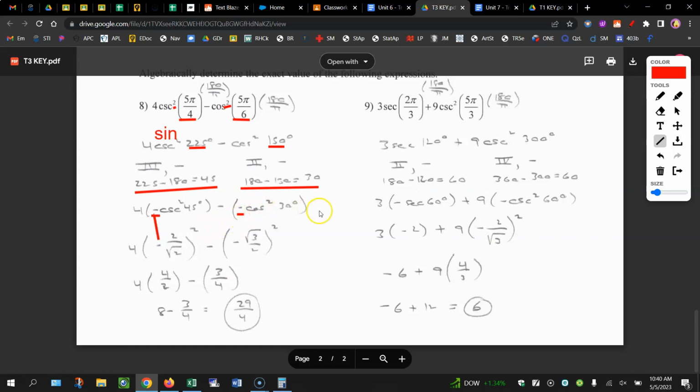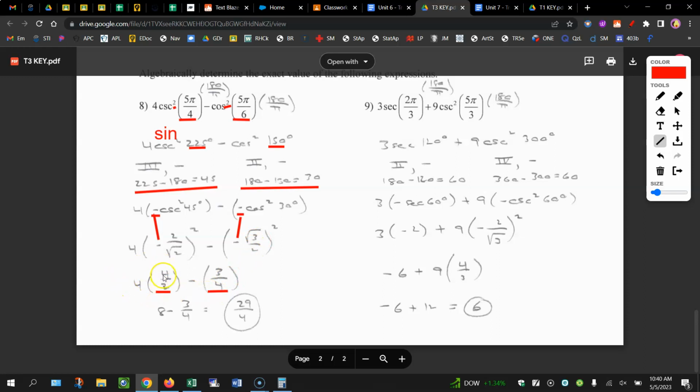Here, cosine of 30. Remember, sine goes 1, 2, 3. Cosine goes 3, 2, 1. So that's where that value is coming from. Again, it's negative because in quadrant 2, cosine is negative. So if you square this fraction, you're going to get 4 divided by 2. If you square that, you're going to get 3/4.